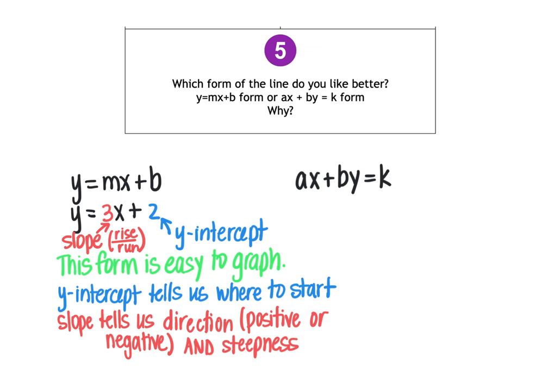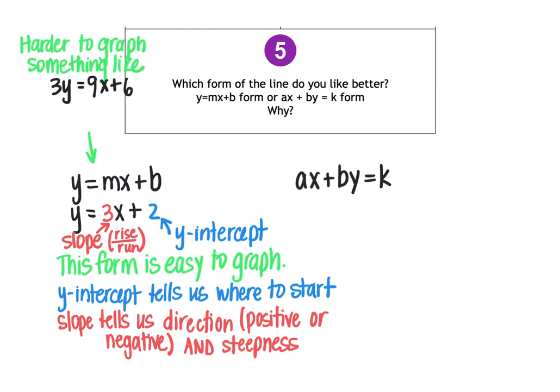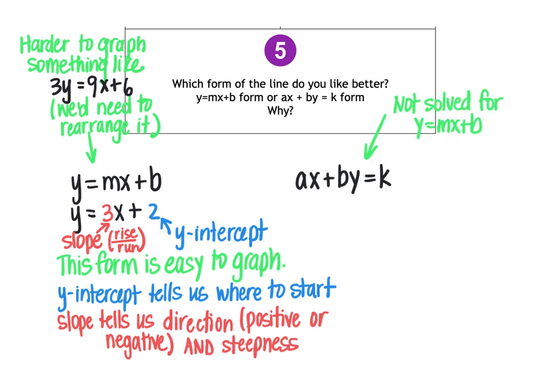It becomes a bit difficult if we get an equation that's almost in y equals mx plus b, but not quite. For instance, if y hasn't been isolated, we might have to do some work in order to manipulate the equation so that y is isolated in order to be able to graph it. And that's where we might prefer the second equation. The second equation could be a situation where the equation is not solved for y, something like 4x plus 8y equals 10.